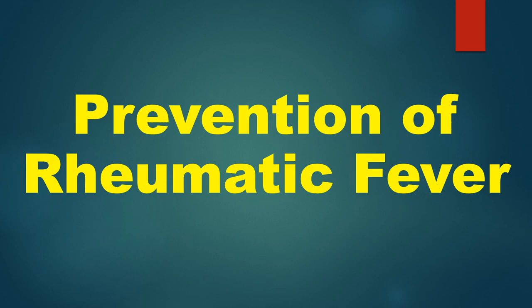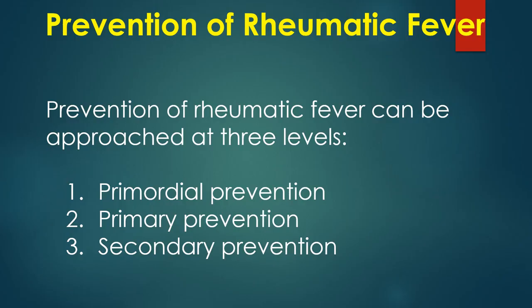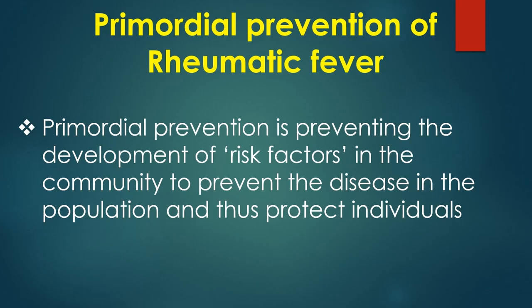Discussion on prevention of rheumatic fever. Prevention of rheumatic fever can be approached at three levels. 1. Primordial prevention. 2. Primary prevention. 3. Secondary prevention. Primordial prevention is preventing the development of risk factors in the community to prevent the disease in the population and thus protect individuals.